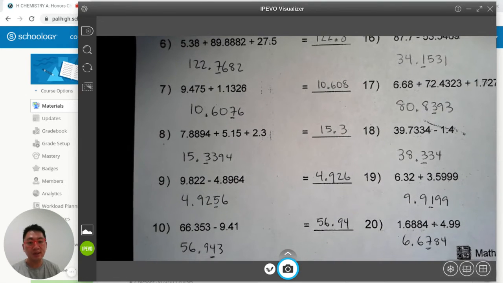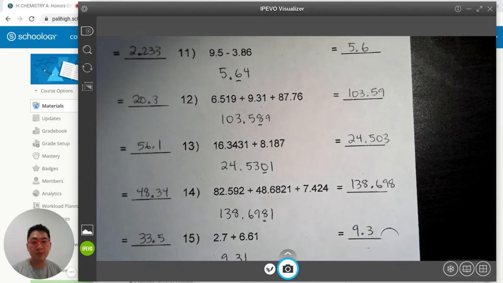Number 10, calculator answer, 2 places after decimal point, because that 9.41 is 2 places after decimal point. Round to the second place. After the 4 is a 3, so we just cut it off, 56.94. That's number 10.